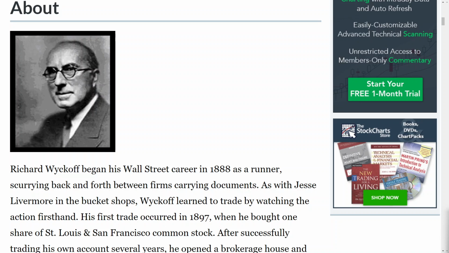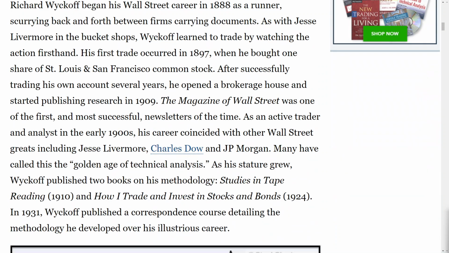After successfully trading his own account for several years, he opened a brokerage house and started publishing research in 1909. The Magazine of Wall Street was one of the first, and most successful, newsletters of the time. As an active trader and analyst in the early 1900s, his career coincided with other Wall Street greats including Jesse Livermore, Charles Dow and J.P. Morgan. Many have called this the golden age of technical analysis.